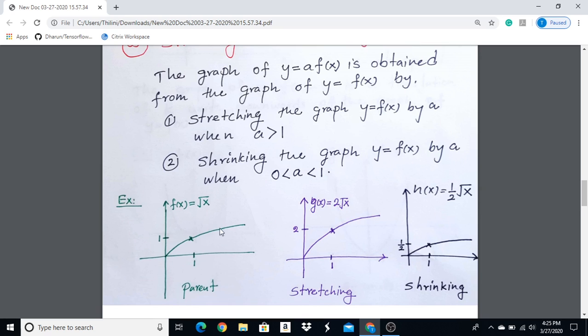We know the graph, and this is the parent one. We know that if we plug in 1 here, we get 1 on the y-axis. So this is the shape of the graph. Now let's look at this case.